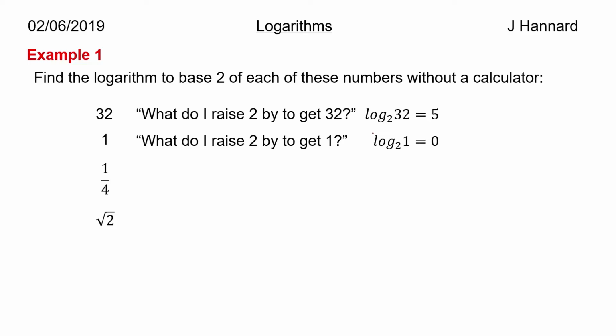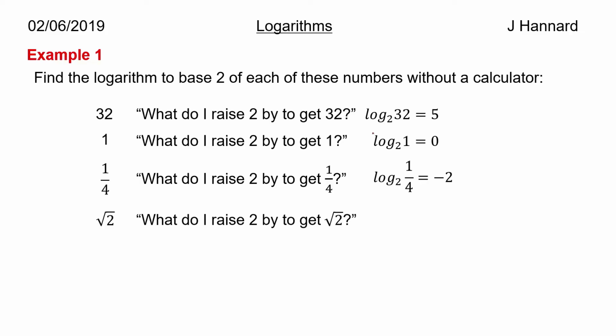So if you get asked, find the logarithm to base 2 of each of the numbers without a calculator, and given 1, you know it's going to be 0. That's your answer. What do I raise 2 by to get a quarter? Well, I know 2 squared is 4, and it's 1 over that, so it must be minus. So it's going to be -2. Root 2, what do I raise 2 by to get to root 2? How do I get to root 2? Well, I square root it. Well, what's the power of square rooting? Oh, it's a half, so it must be a half. There you go. It's as easy as that.